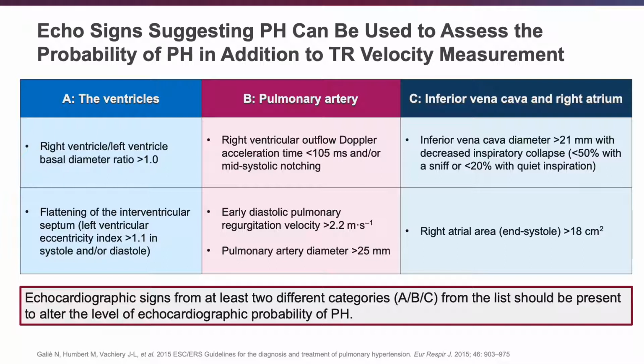The pulmonary arteries, is there notching? Is the acceleration time less than 105? Is there early diastolic regurgitation, or is the pulmonary artery enlarged? When we look at the inferior vena cava, is it dilated? Does it change with respiration? And is our right atrium enlarged? If we're seeing these abnormalities, at least 1 in 2 groups, then we increase our risk based on echocardiogram.